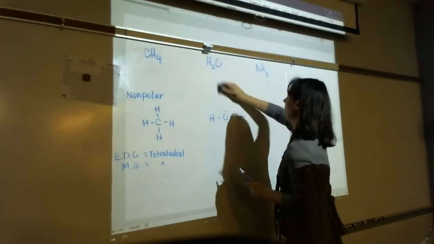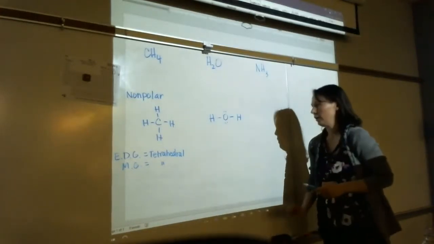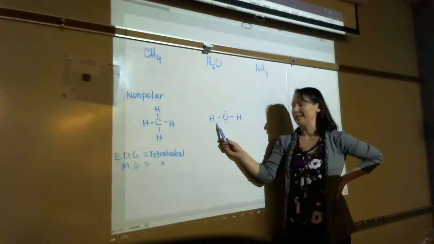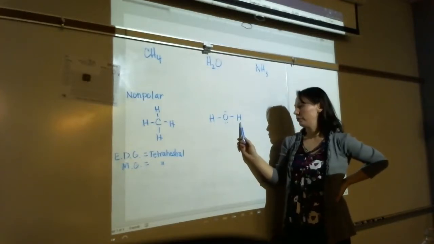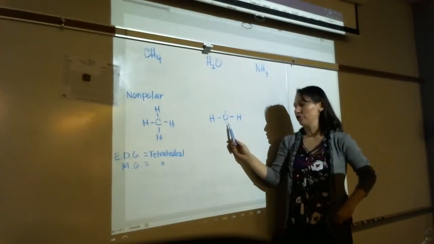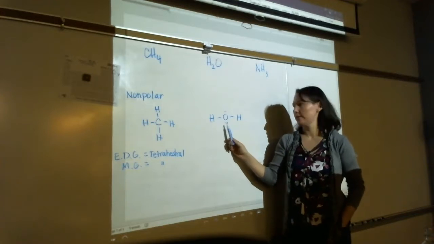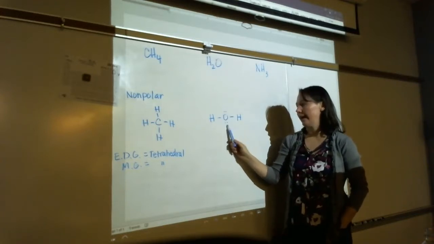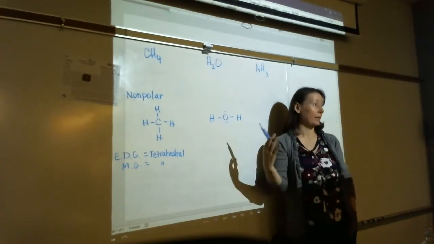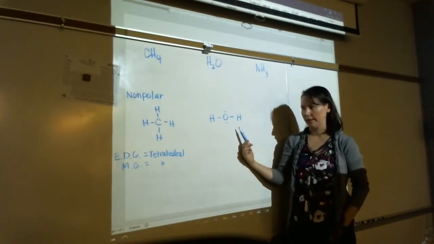Now let's evaluate my structure. Does hydrogen need an octet? No. Does oxygen have an octet? Yes. 2, 4, 6, 8. All right, so this is complete. That's what the Lewis structure looks like.